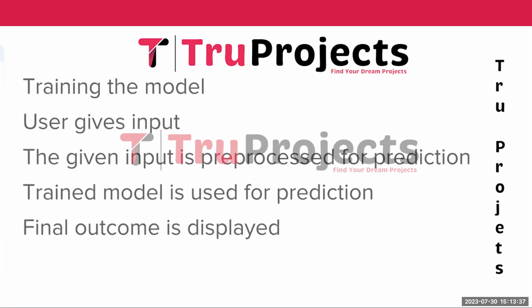The pre-processed image is then ready to be fed into the trained model for the prediction. And the next step is the trained model is used for the prediction. The pre-processed image is passed through the MobileNet V2 and the custom CNN model.